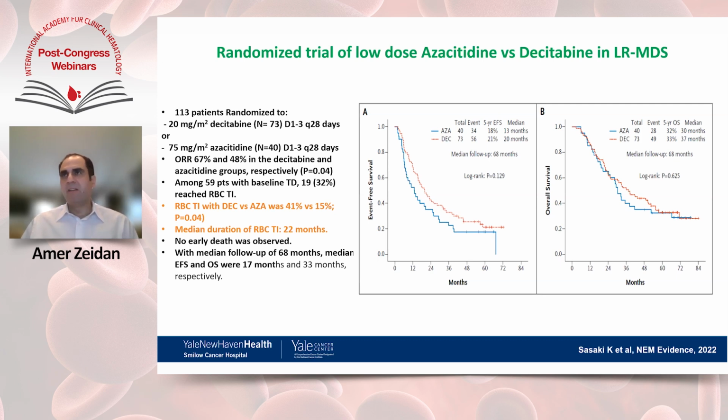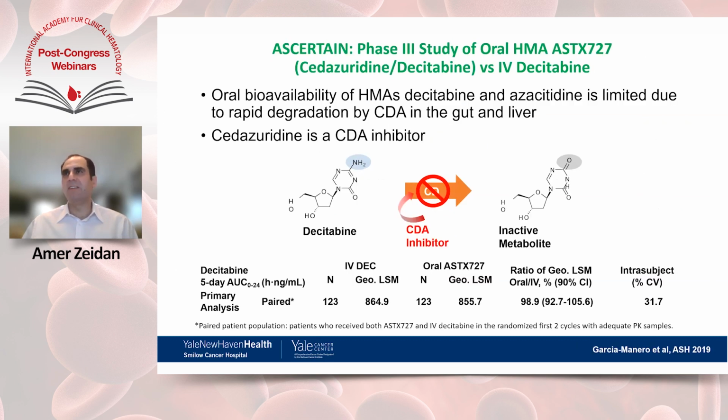This data has been pioneered by the MD Anderson group. There was a recent update in the New England Journal of Medicine in 2022 showing transfusion dependence of 20 to 40% with either drug. But I think the impressive part to me was the median duration of transfusion independence was 22 months. So almost 2 years, which is quite impressive. So this is another option that we consider. This is 3 days of decitabine or 3 days of azacitidine.